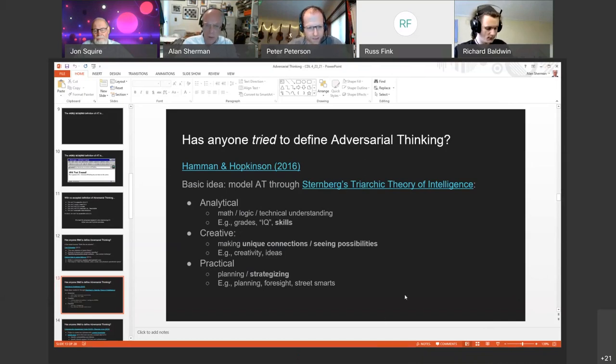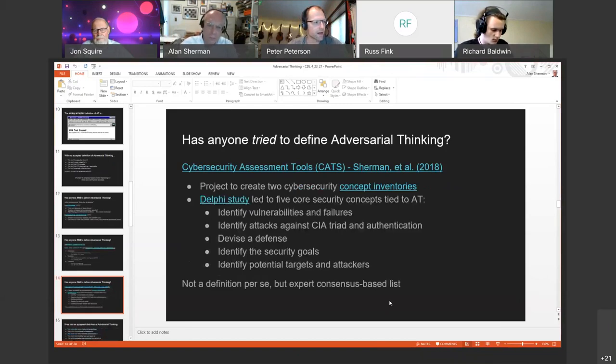We'll talk about the CATS project. So the CATS project didn't set out, at least to my understanding, this was before I was involved, with the goal of defining adversarial thinking, but adversarial thinking came up in the discussions of what should be on a concept inventory for cybersecurity. A concept inventory is a test that evaluates whether students understand core concepts of a particular topic. In the process of developing those topics, adversarial thinking became clearly a really important aspect of it. And so the five concepts that came out of their expert consensus process, which is called a Delphi study, you can read about it more if you're interested, are the following. Identify vulnerabilities and failures. Identify attacks against CIA and authentication. Devise a defense. Identify security goals. And identify potential targets and attackers.